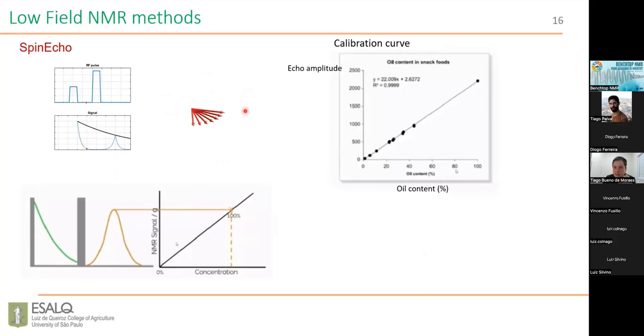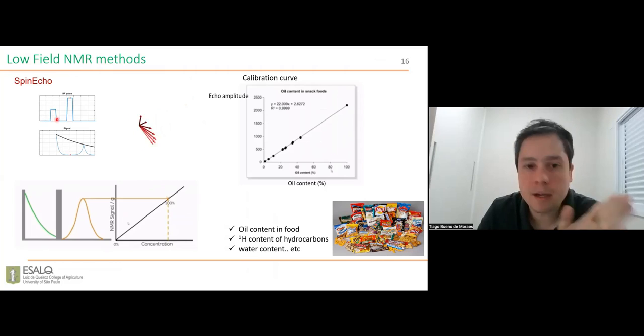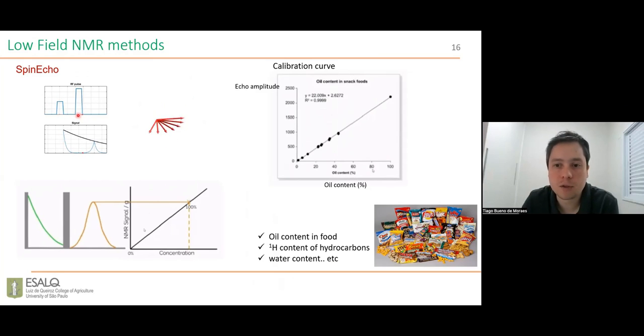So an application that is used a lot by the industry is the determination of the oil content in foods, or hydrogen content in hydrocarbons or fuels, or water content. A straightforward way to do it is directly measuring the intensity of a free induction decay, or using a spin echo pulse sequence to avoid dead time or to filter some shorter relaxation components. In the spin echo pulse sequence, the idea is to first apply a 90-degree pulse, followed after some time by a 180-degree pulse to refocus the magnetization and obtain an echo here.